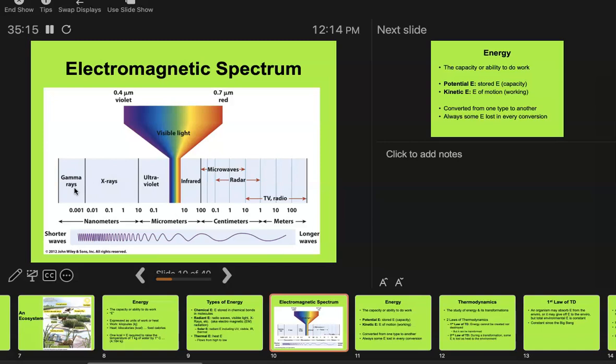This is your visible light. Runs between 0.4 and 0.7. Anybody know what that little funky µm thing is? Okay, but what's the unit? Micrometers. Good. So it's tiny. Let's just suffice it to say it's tiny. 0.4 to 0.7, that's a wavelength.